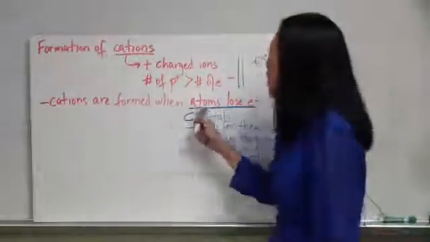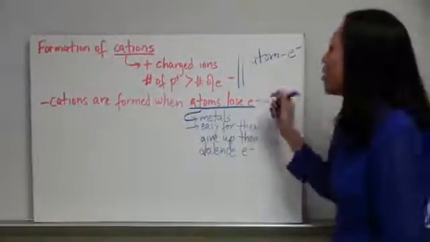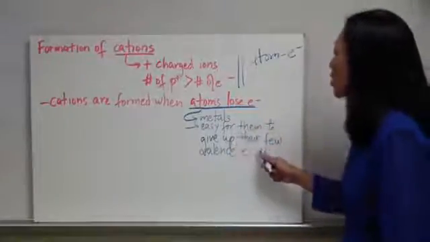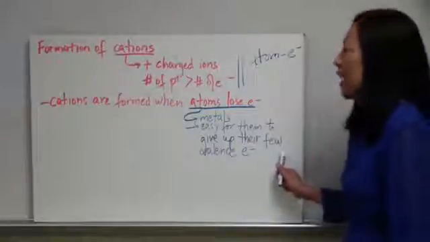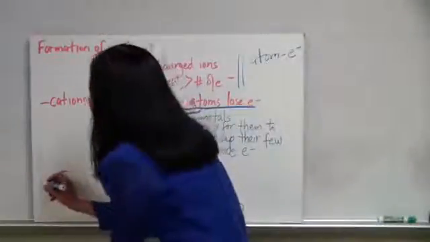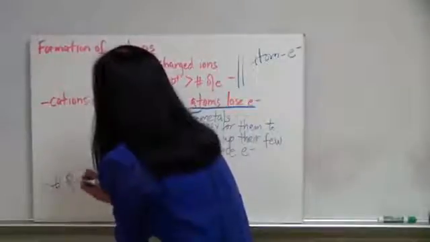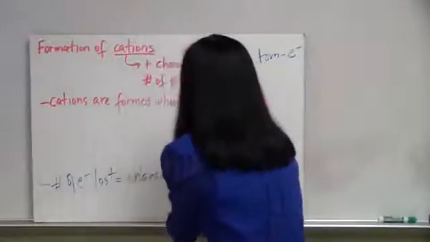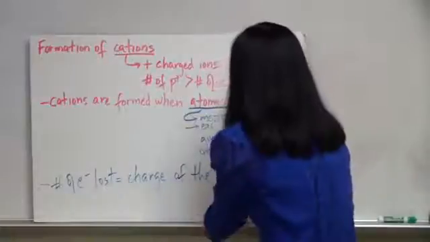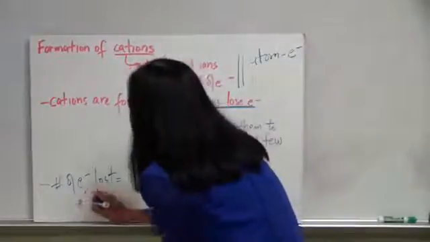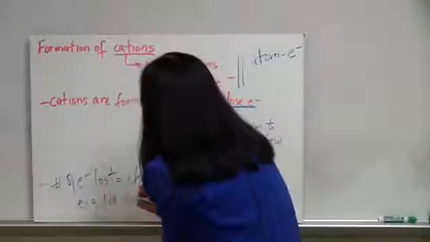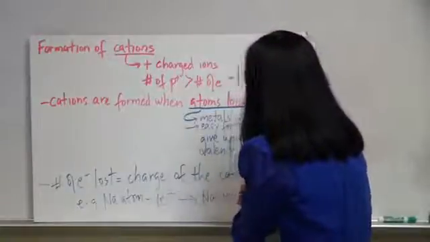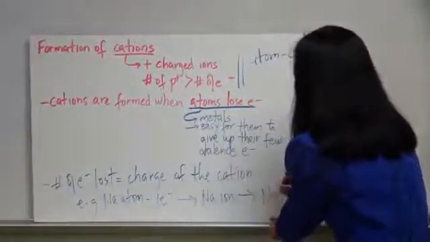So, cations are formed when atoms lose electrons, and the atoms that tend to lose electrons are the metals. Why? Because it's easy for the metals to give up their few valence electrons. Now, class, you will have to remember that the number of electrons lost is equal to the charge of the ion. Okay? For example, if a sodium atom loses 1 electron, it becomes a sodium ion, and its charge will be positive 1.